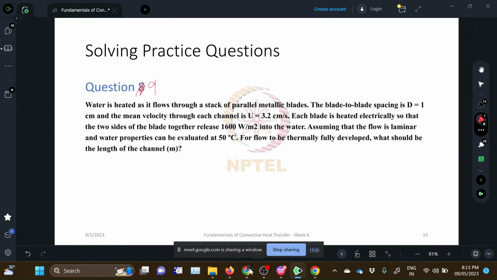This is question 9 of today's session, which is now asking us that water is heated as it flows through a stack of parallel metallic blades. The blade to blade spacing is d equal to 1 centimeter, and the mean velocity through each channel is u equal to 3.2 centimeter per second. Each blade is heated electrically so that the two sides of the blade together release this much heat into the water. Assuming that the flow is laminar and water properties can be evaluated at 50 degrees Celsius, for flow to be thermally fully developed, what should be the length of the channel?